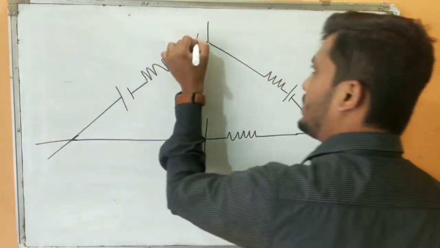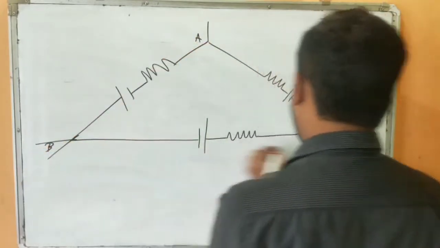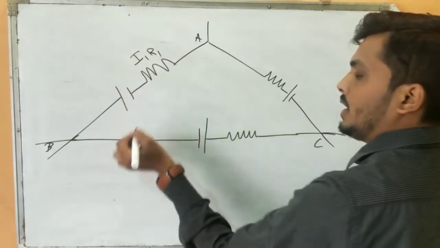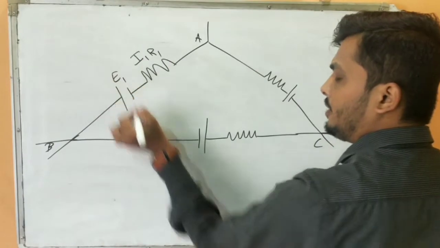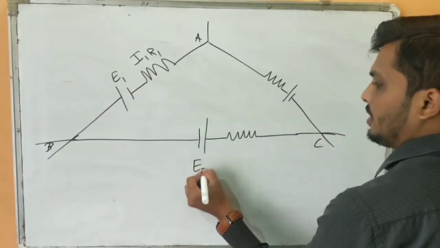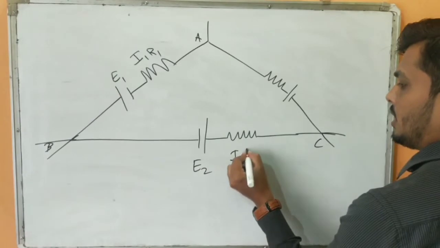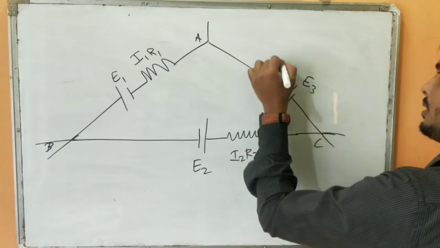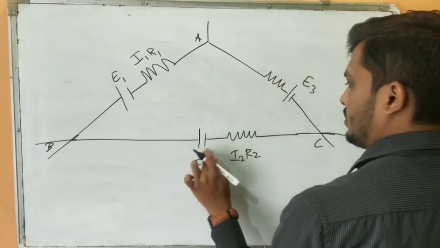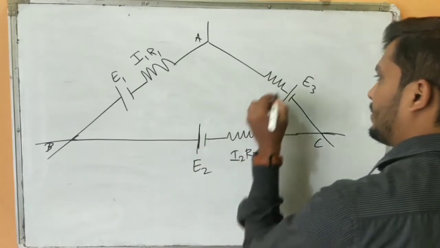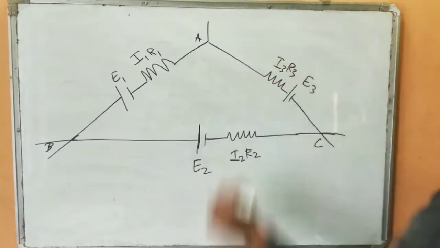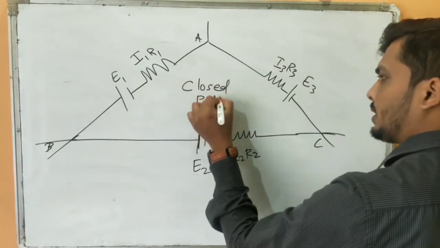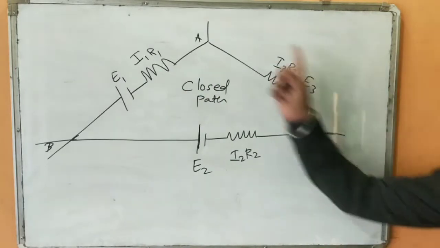Okay, so this is my terminal A, B and C. Now I have here I1, R1, and this is my cell having EMF E1. This is my cell having EMF E2, and this is having current I2, R2. This is the cell having EMF E3, and this will have I3 and R3. Now look here, this is a closed path. It's a closed path having terminals A, B and C.